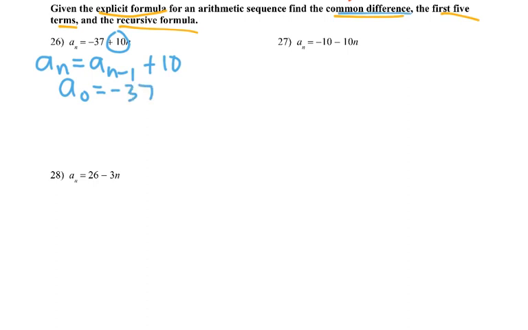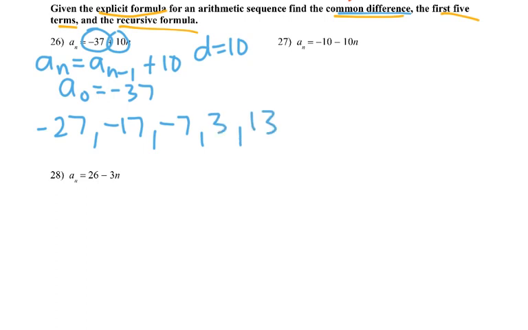Okay, so that plus 10 is my common difference, so d equals 10. And then I start one past that for my first 5 terms. So if I go negative 37 plus 10, that would be negative 27. Then negative 17. Then negative 7, positive 3, and 13. Okay, so 27. We've got that minus 10. So our common difference is a negative 10 this time. If I'm starting at negative 10 and I minus 10, so that's like my a sub 0 is negative 10.